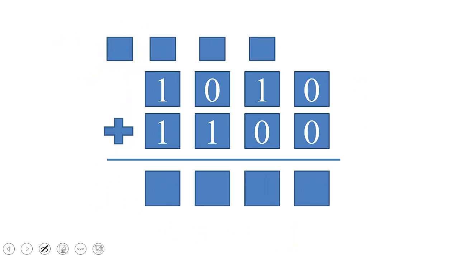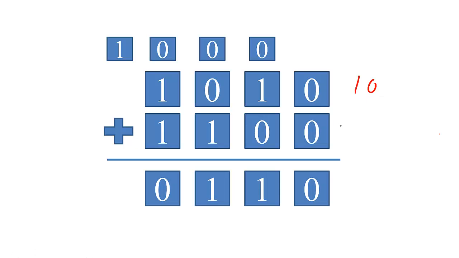For example, if we tried to add 10 plus 12, we'd discover that an error happens in this architecture because we cannot represent 22 with just 4-bit binary. Instead, the number will be represented as a 6.